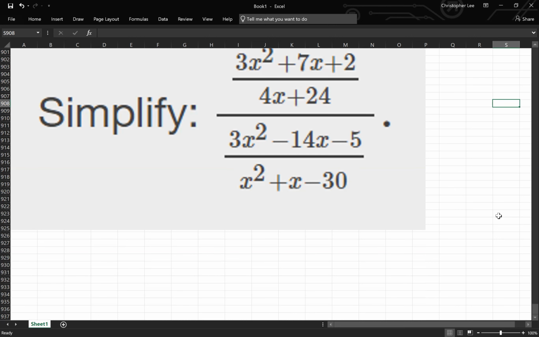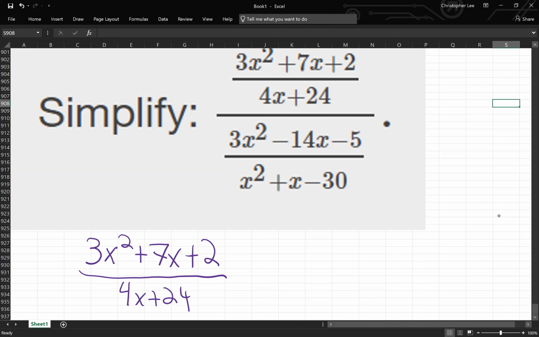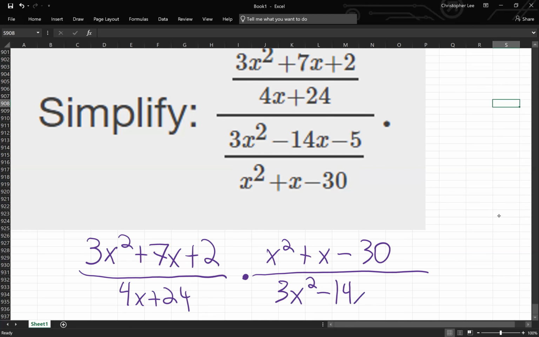All right, what should I do first here? Before that, keep, change, flip, right? So I got 3x squared plus 7x plus 2, divided by 4x plus 24. I'm gonna do the dot multiplication just because we have a lot of x's in this question. Flip it. I have x squared plus x minus 30, all divided by 3x squared minus 14x minus 5.